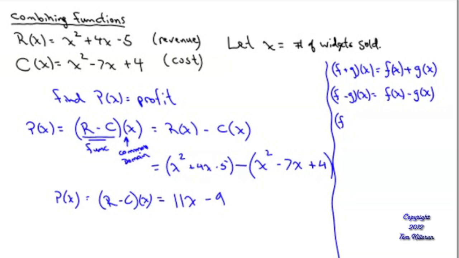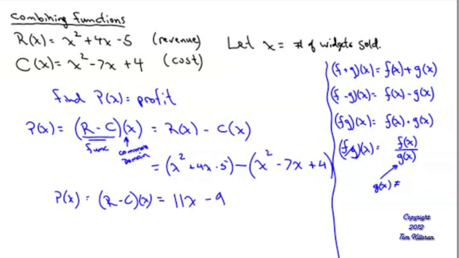If they write fg of x, what do you think the operation is? Multiplication. So you go f of x times g of x. And this is the one you have to worry about: f divided by g of x. And why do I have to worry about this one? Because there's division. Is there a possibility that I might divide by 0? Yes. So here you have to be a little bit cautious. G of x, we definitely do not want him equaling 0. That's probably the only weird one.